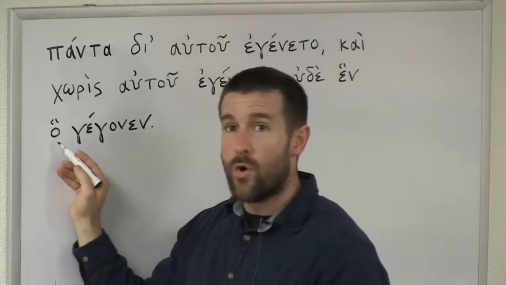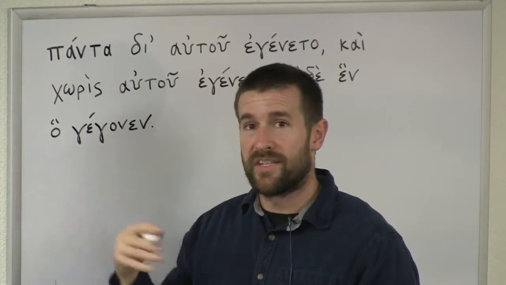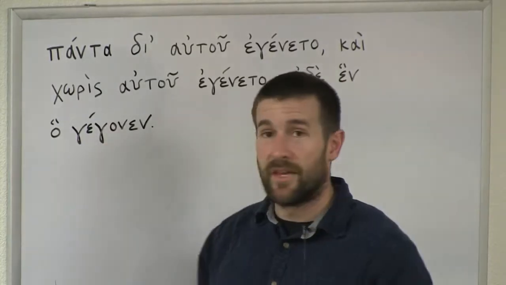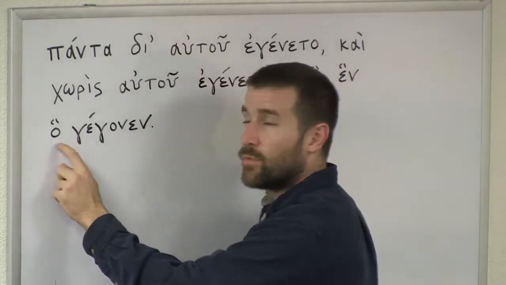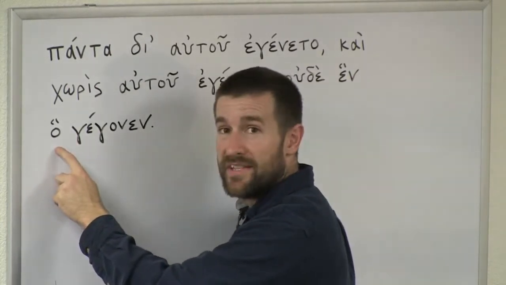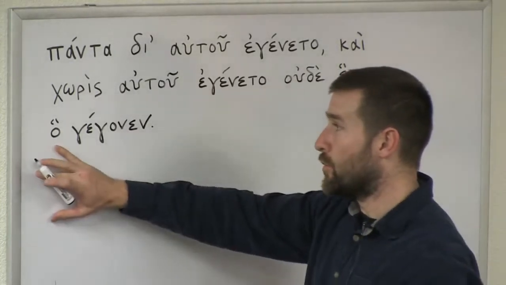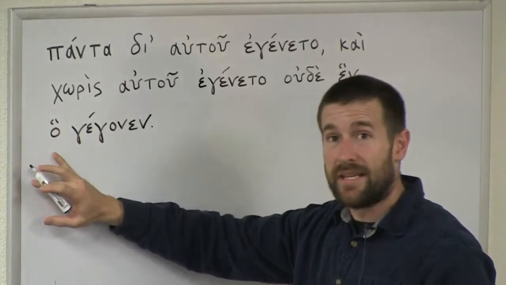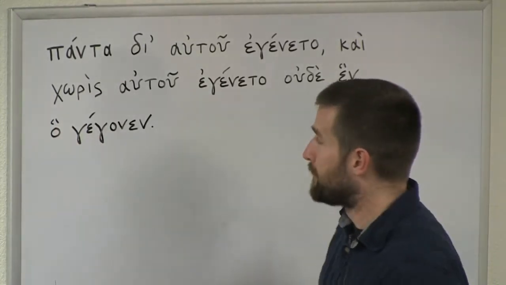Now this word ho, it looks a lot like the word "the," doesn't it? Because when we learned the three singular nominative forms of "the," it's ho, he, and to. But notice this one has an accent. The other ho that means "the" doesn't have an accent. And so in this case, the ho with the breathing mark and the accent means "that" or "which." So it's "that was made."